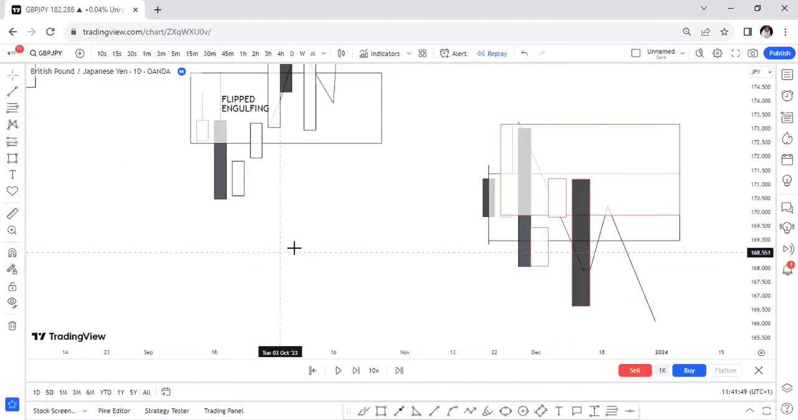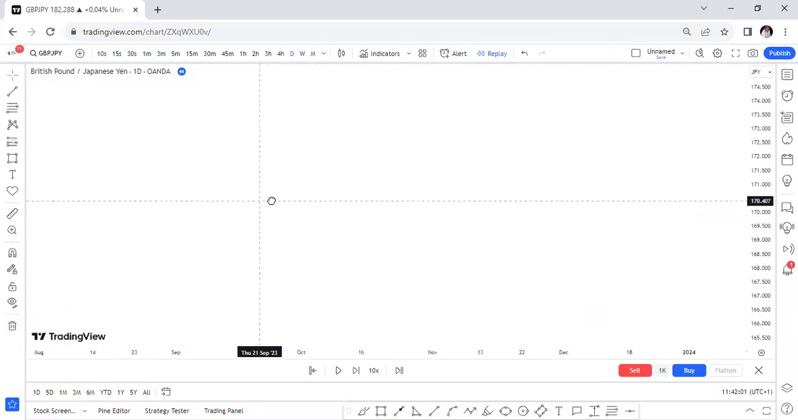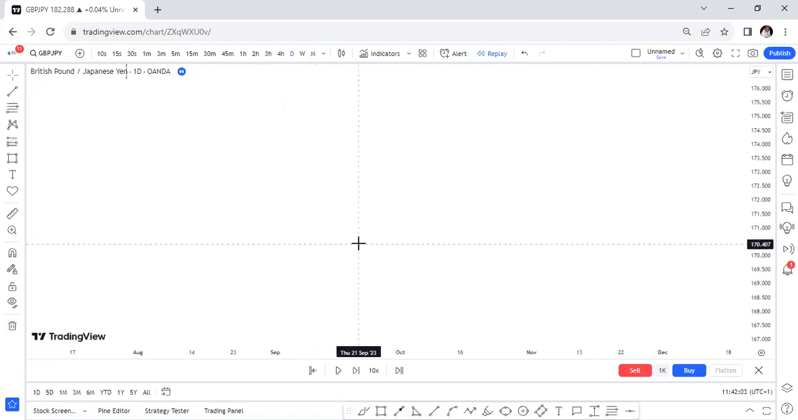So you are no longer buying. You are selling from here, from this new zone. When we get to the trade plan, we'll know how to trade the flip zone. So that's the second part of the different types of engulfing.